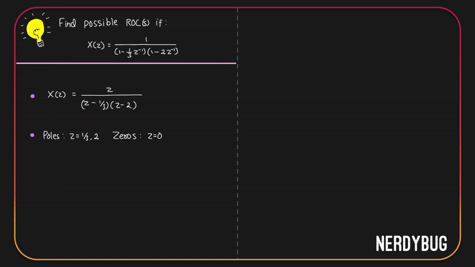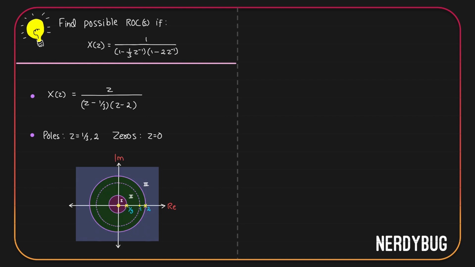Let us plot this on a z plane. There are three options for ROC. Either it can be inside the inner pole, or it can be between the two poles, or it can be outside the outermost pole. In the first case, we will take magnitude of z is less than 1 by 3. In the second case, we will take 1 by 3 less than magnitude of z less than 2. In the third case, we will take magnitude of z is greater than 2.